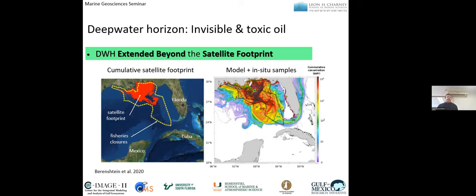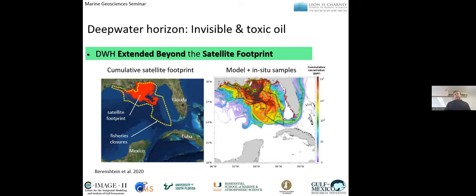But what you see on the right-hand side is the color map representing the oil transport model results. The red dots represent in-situ samples with oil concentrations higher than background, indicating a presence of oil. And the red crosses represent independent published studies that indicate the presence of oil in these specific areas. As you can see, these two maps are very different. And the right map clearly indicates that the Deepwater Horizon oil spill was significantly larger than what was captured by the satellite footprint.